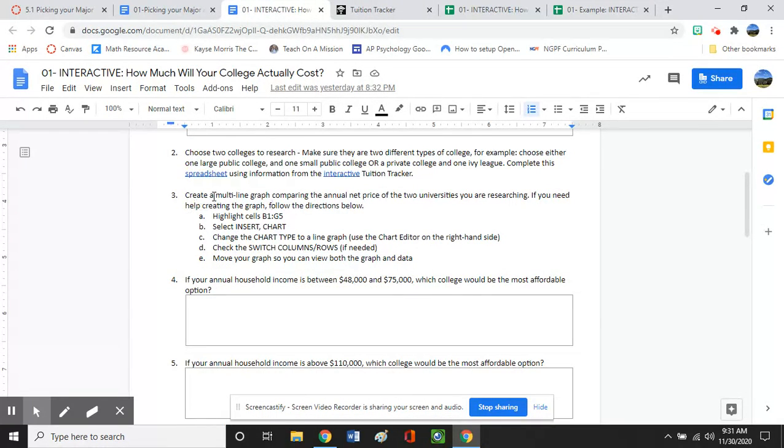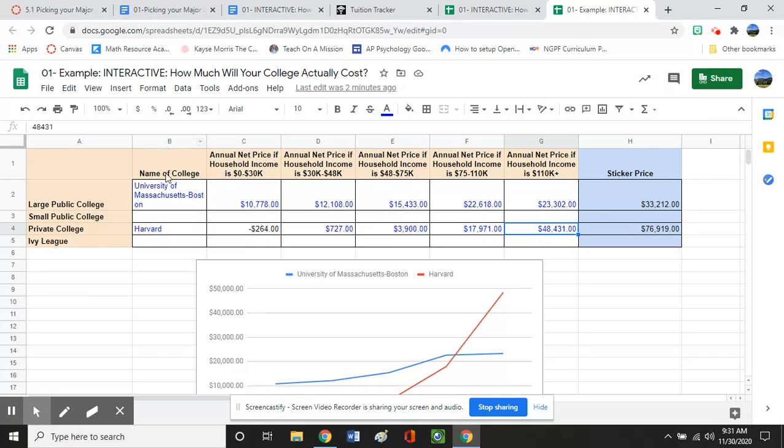So create a multi-line graph comparing the annual net price of the 2 universities you are researching. If you need help creating the graph, you're going to follow these directions below and this video. So we're going to highlight cells B1 through G5. So B is up here, and then 1. And then we're going to go down to G5, which is just that whole area, because you guys might have put different values in there.